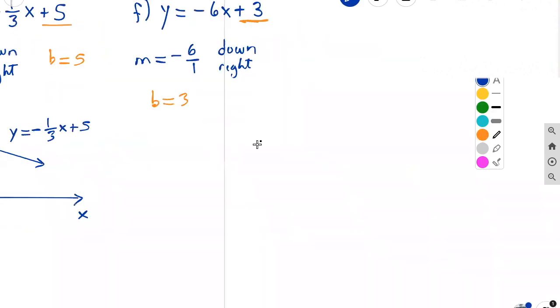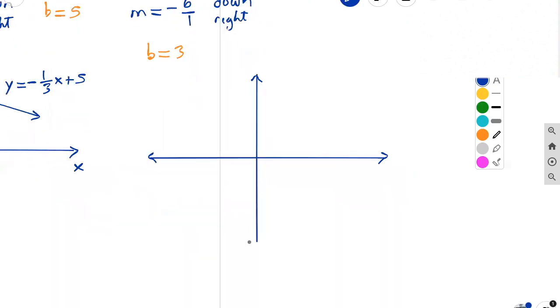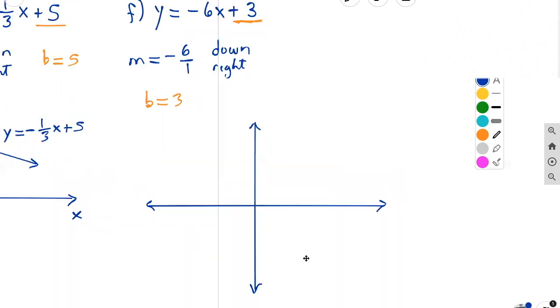Okay, so I'm going to start graphing. Here we go. So we have that. We have a y-intercept at 3. So I start here at 3. And then we're going to go down 6. So down 6 from 3. If you need a calculator, you can use one. But down 6 from 3, if you go 3, you subtract 6, you end up at -3.